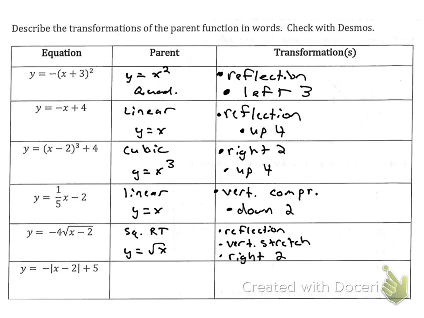Next one, the negative tells me it's a reflection. The minus 2 inside of the absolute value means it's right 2. Right? It's minus h. H is 2. And then outside of the absolute value, the plus 5 tells me it's up 5.